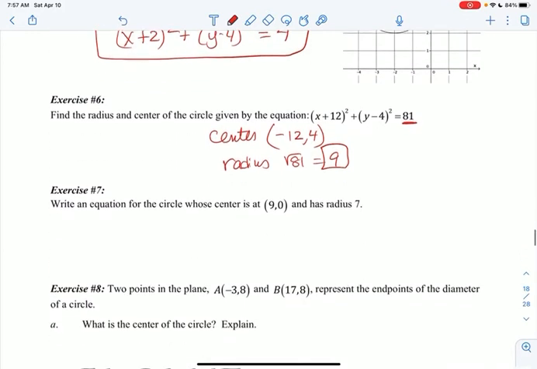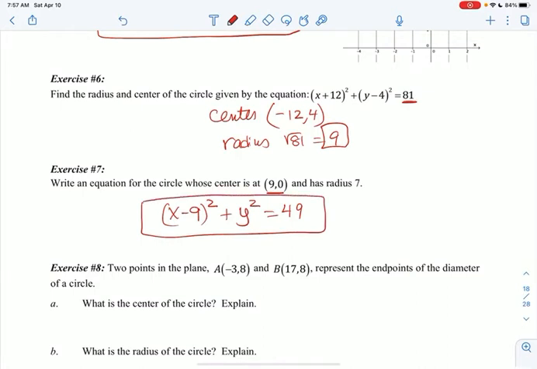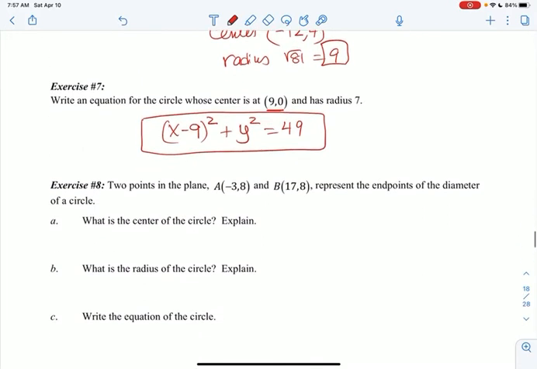Okay? Let's write an equation for a circle whose center is at 9, 0 and has a radius of 7. So these numbers go next to the x and the y. So x minus 9, I got to do that opposite sign there. Now y minus 0, I certainly can write that, but I don't have to. And my radius is 7. 7 squared is 49. Done. So circle equations are pretty easy.